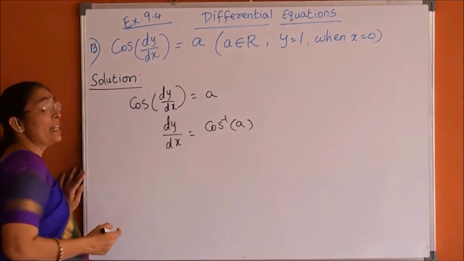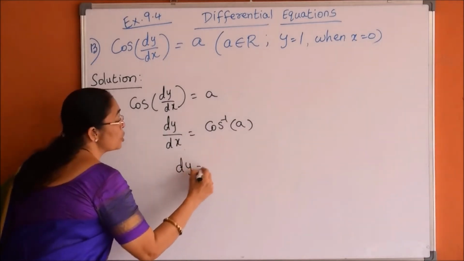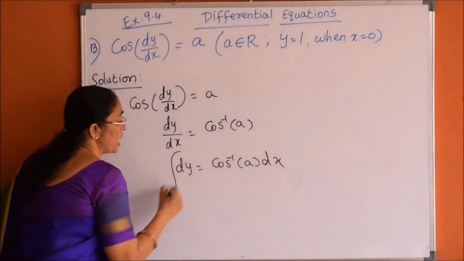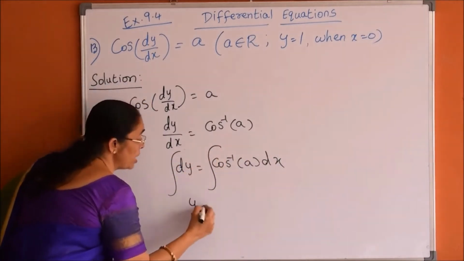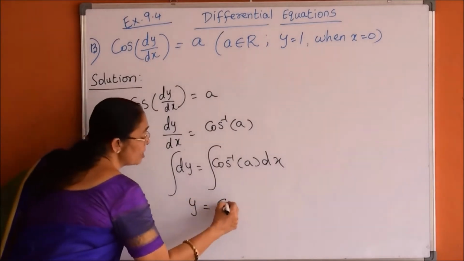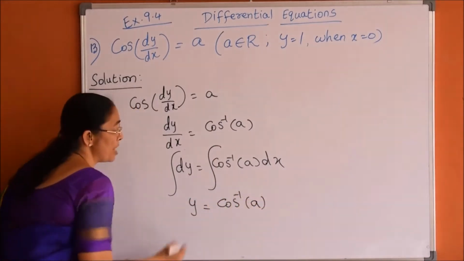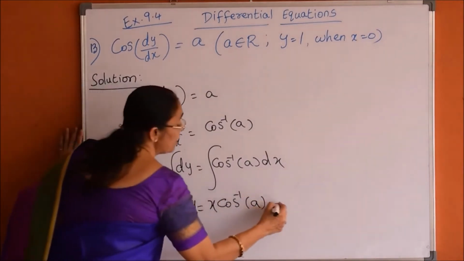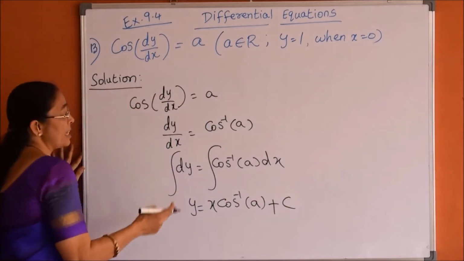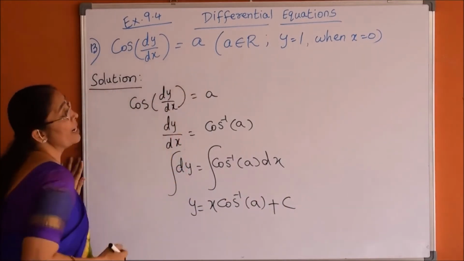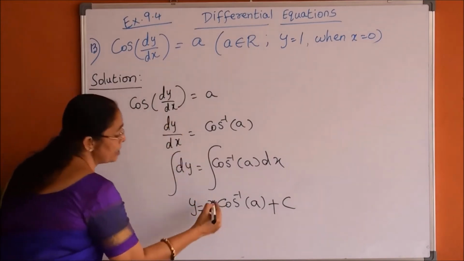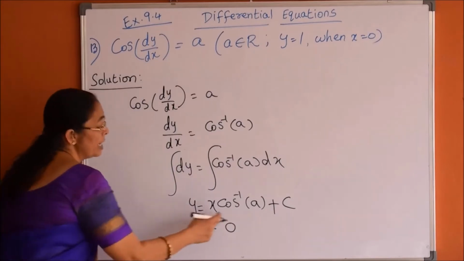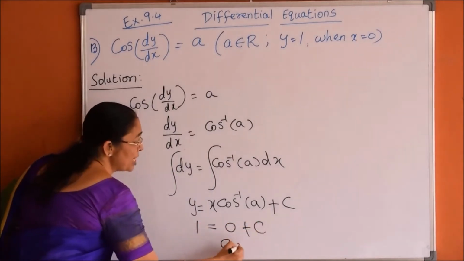Now separating the variables, dy is equal to cos inverse of a into dx, integrating on both sides. Integration of dy is y is equal to cos inverse of a constant, integration of dx is x. So y is equal to x cos inverse of a plus c. Now to get the c value, let us substitute the given x value and y value: when y is equal to 1, x is 0.